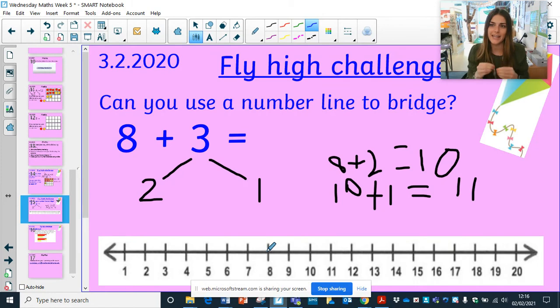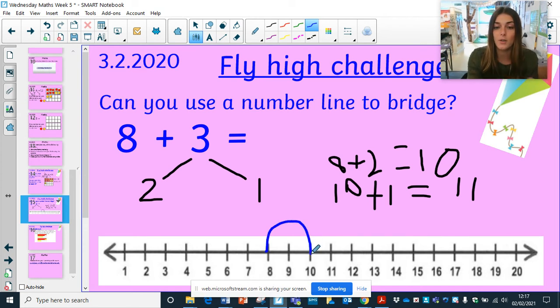We find our number 8, and instead of doing 3 individual jumps, which you can do, however, the learning is add by making 10. So instead of doing 1 jumps, we need to think about our number bonds, use our number bond knowledge to bridge, okay? So all that means is we jump straight from the number 8 to the number 10. So that's 2 jumps. So we go from 8, but we don't do the 2 individual jumps, we do it as 1 big jump to 10, like this, okay?